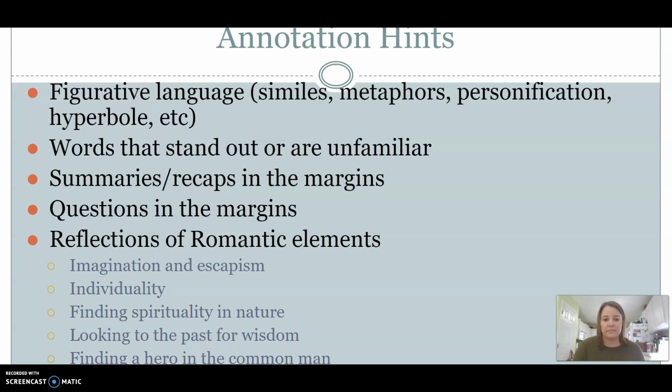You also want to look in these poems for reflections of romantic elements. Thinking back to the video that you watched, the five major characteristics of romantic literature are imagination and escapism, individuality, finding spirituality in nature, looking to the past for wisdom, and finding a hero in the common man. The poetry that we're going to read today will reflect some, if not all, of those romantic elements.